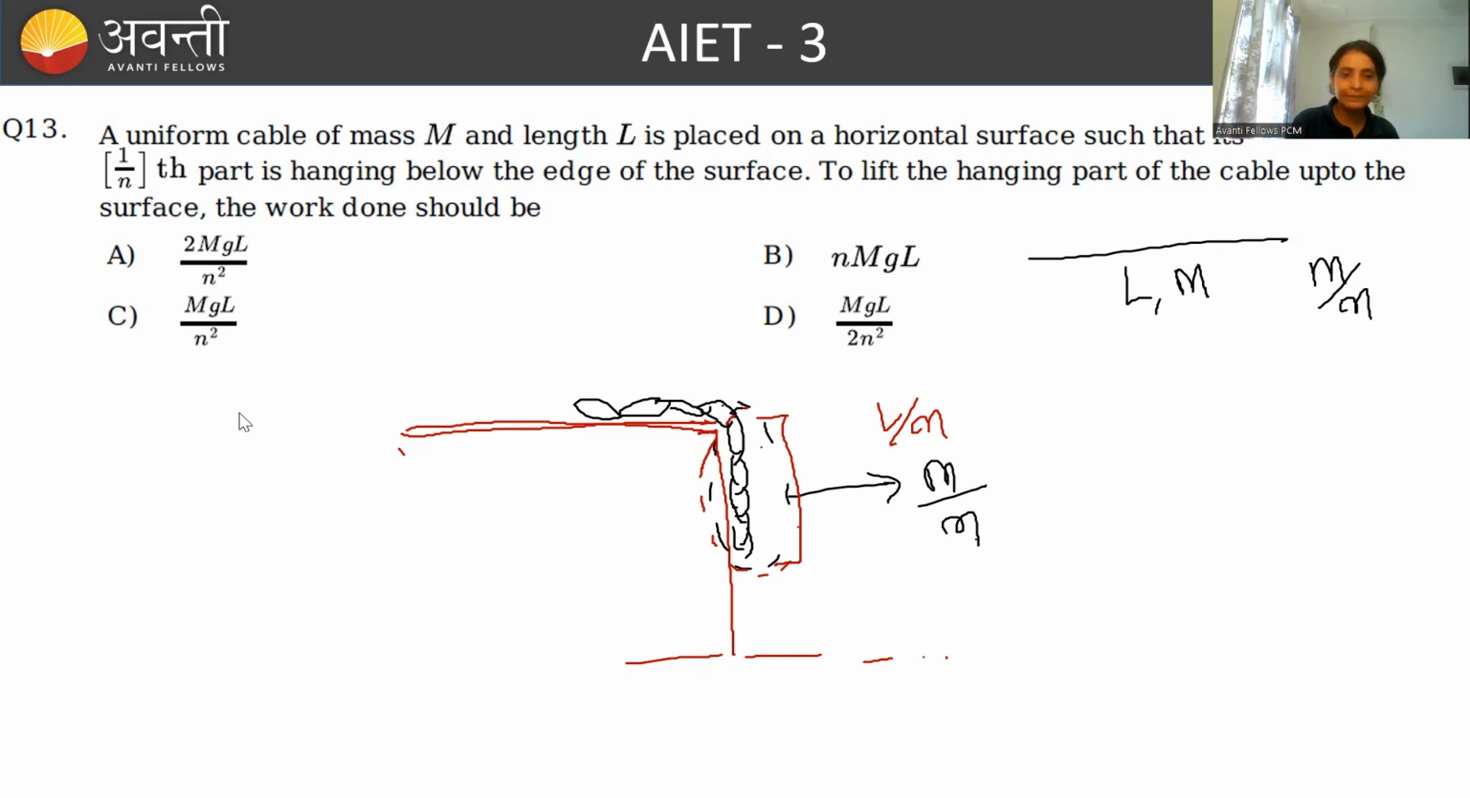So this is an extended mass, but its center of mass we can locate. This is a wire. If the wire is of length L, its center of mass will be at half of its length. So if its length is L by n, then its center of mass will be somewhere here. From the top surface, its distance will be L by 2, because its total length is L by n. So this is it.